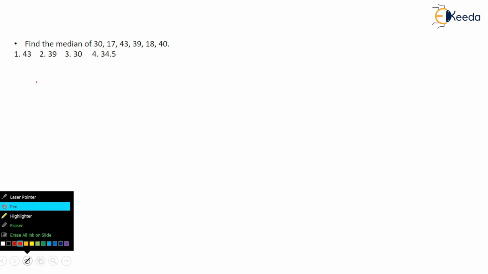Okay. So here is a question. We have to find the median. So I told you the steps to find the median. First step is to arrange the numbers in ascending order. So here numbers are provided to you. So 30, 17 and all those. So ascending order means what? Smaller to big. 17, 18, 30, 39 and 40, right? 17, 18, 30, 39, 40 and 43.